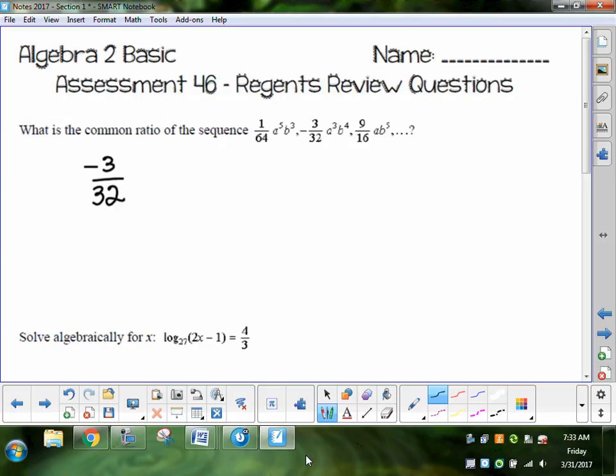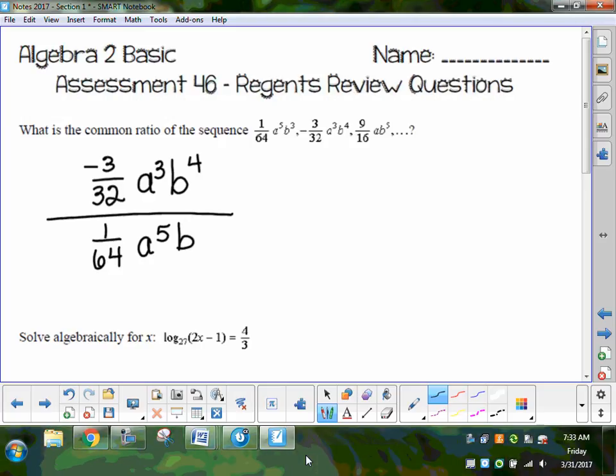Careful. I'm going to tack the whole thing on. A to the third, B to the fourth. Take that second term and divide it by the first. 1 over 64, A to the fifth, and B to the, what is the third?